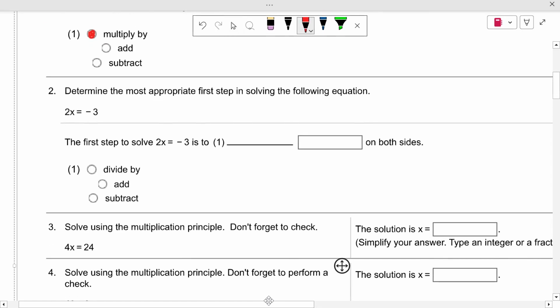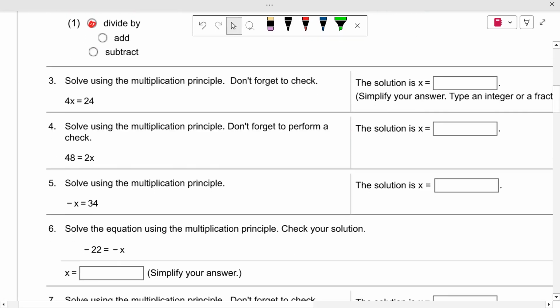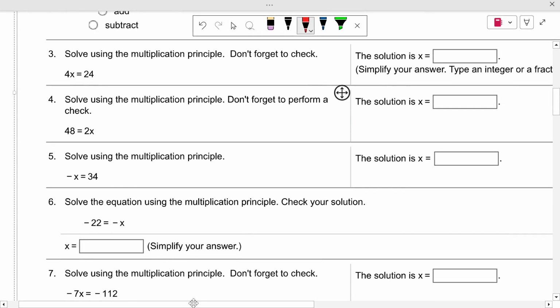Here, what would we do to get x alone? Divide by 2. Divide by 2 on both sides. So here we're solving. Here we divide by 4. So x equals 6. Here we divide by 2. So x equals 24. Here, what would we divide by? Negative 1. So it'd be negative 34.